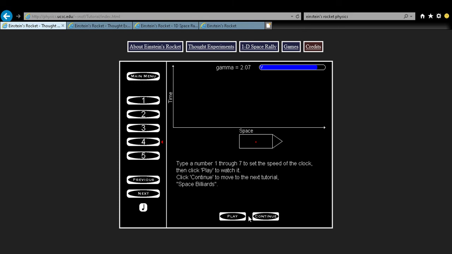Okay, and again, let's try with the lowest and then the highest. So again, there's not that much difference if you have a very, very slow speed, at least compared to the speed of light. And let's try with 7. Yeah, in that case, it wasn't even enough time for it to reach the end of the rocket. Let's try a little slower here. Let's try 3. There we go.